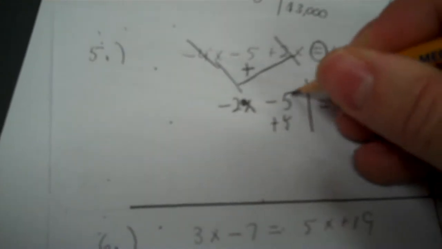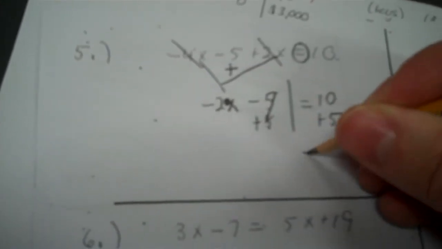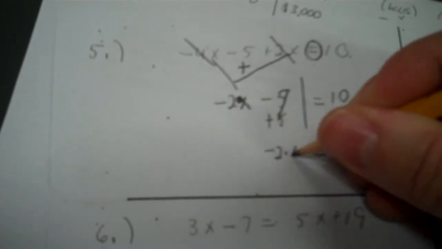Okay, now it's a much easier equation for me to deal with. I have two things happening to x. We have times negative 2 and we have minus 5. So I deal with the plus or minus first. So I need to do the opposite, which is add 5. And 10 plus 5 is 15. And over here I've still got negative 2 times x. Negative 2 times x equals 15.